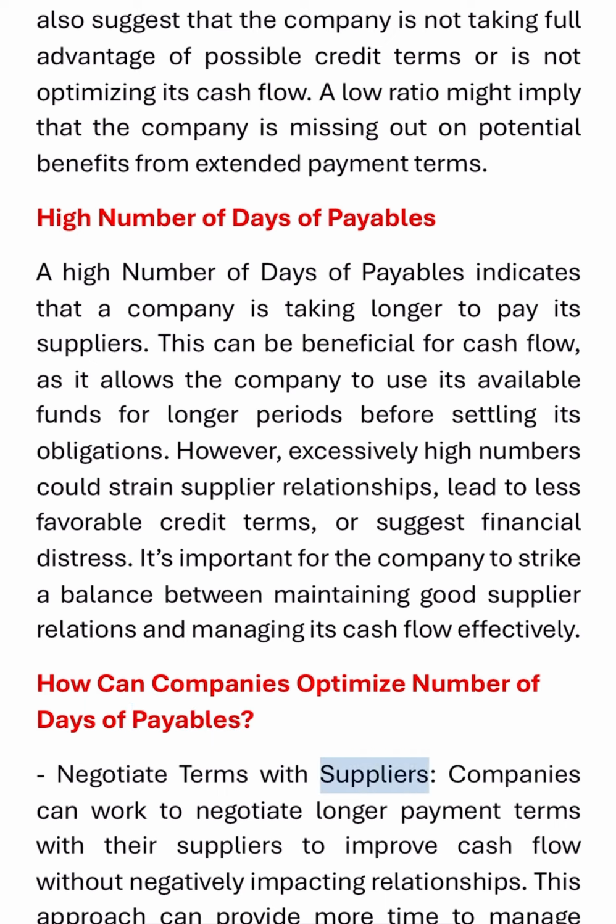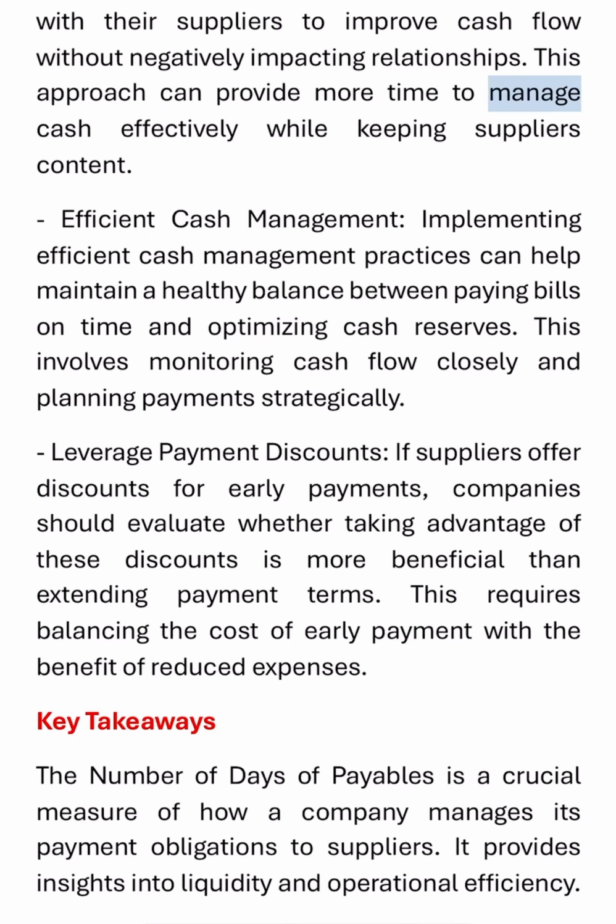Negotiate terms with suppliers. Companies can work to negotiate longer payment terms with their suppliers to improve cash flow without negatively impacting relationships. This approach can provide more time to manage cash effectively while keeping suppliers content. Efficient cash management. Implementing efficient cash management practices can help maintain a healthy balance between paying bills on time and optimizing cash reserves. This involves monitoring cash flow closely and planning payments strategically.